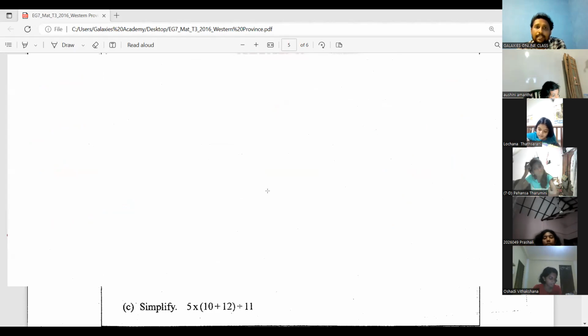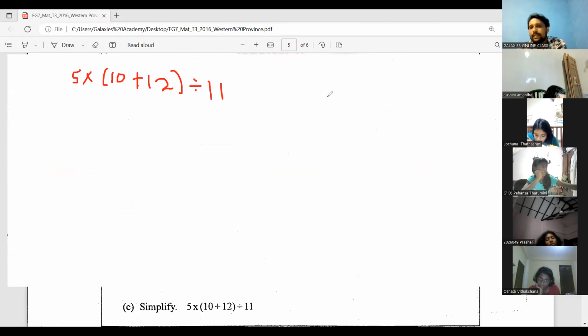You remember this theory, mathematical operations, no? 5 multiply, in BODMAS rule, 10 plus 12 divide 11. Okay, I introduced you to the new rule, no? What is the rule? BODMAS rule.